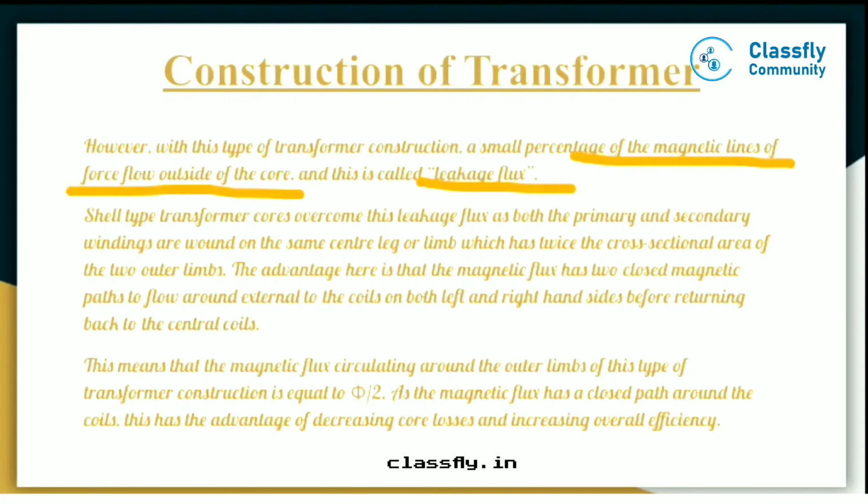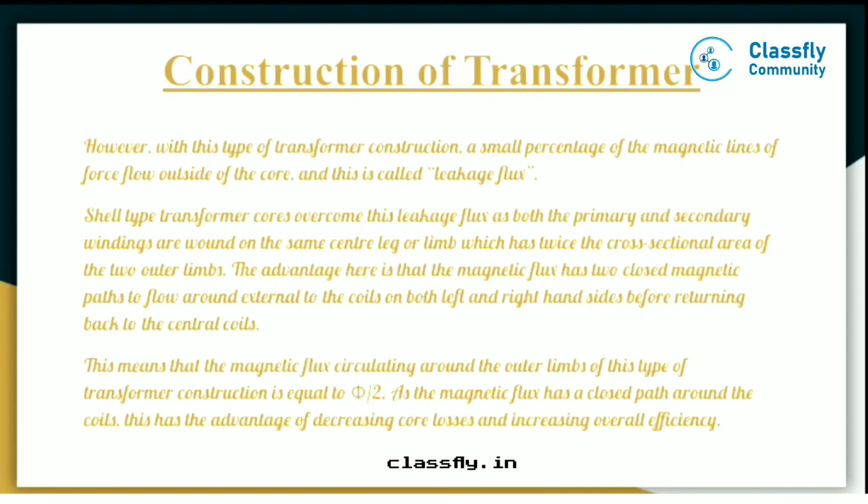And to overcome this, we do that interconnection between the half primary and the half secondary, which is known as interleaved. Okay. Now next it says that shell type transformer cores overcome this leakage flux. So why this shell type of transformer, and how does it overcome this leakage flux?